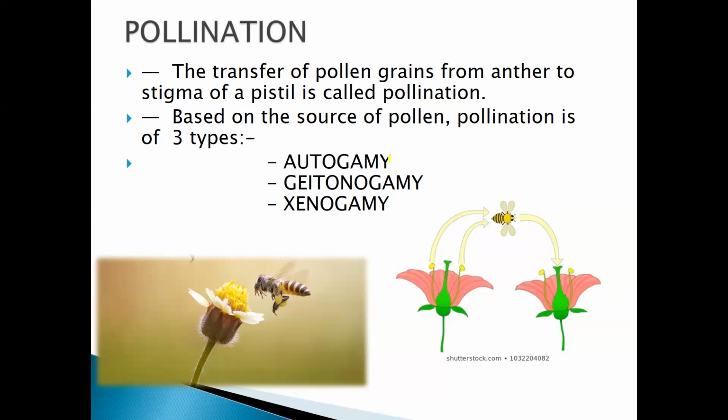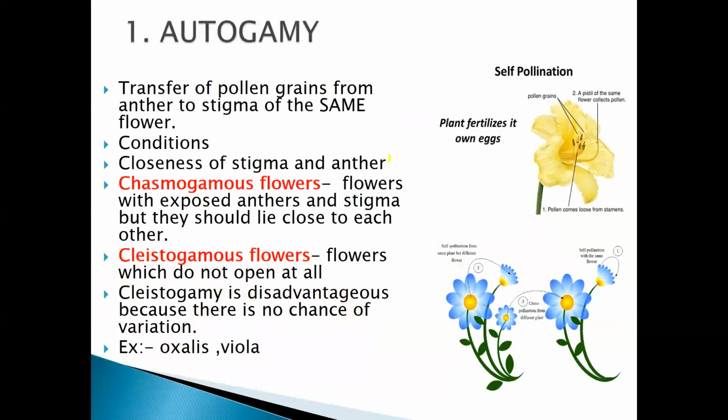So there are three types. First you have to remember autogamy, geitonogamy, and xenogamy. The first one is autogamy. Here you need to remember the definition. Once again, I'm repeating, in this chapter the definitions and the types are very important. Autogamy, as I already said, is a self-pollination process where the transfer of the pollen grain from the anther to the stigma takes place within the same flower.